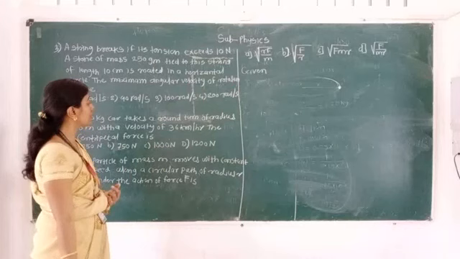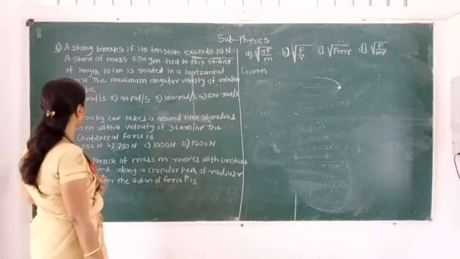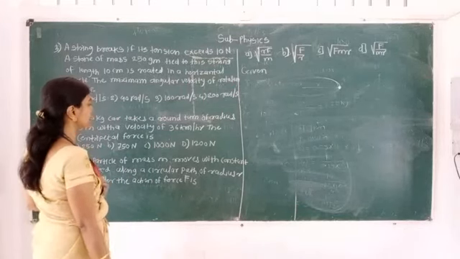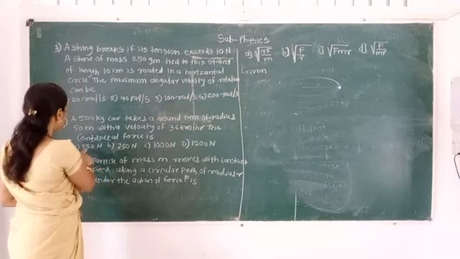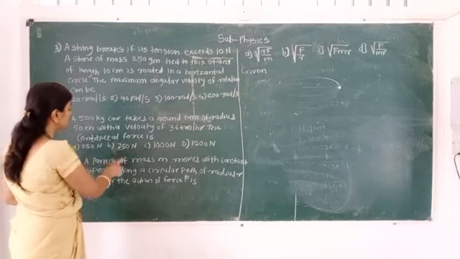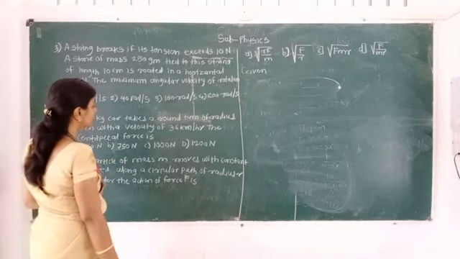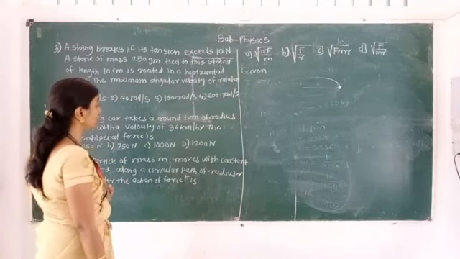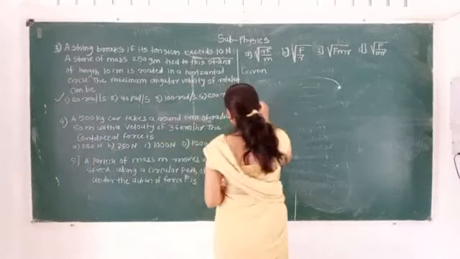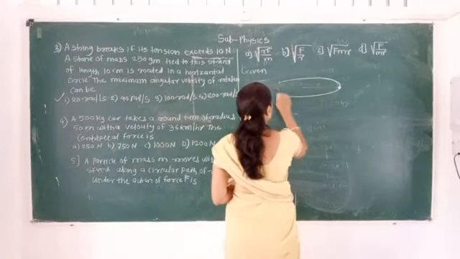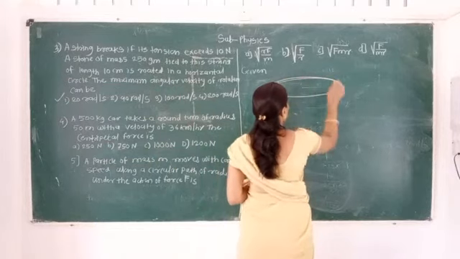A car takes a round turn of radius 50 meter with a velocity of 36 km per hour. The centripetal force is, the options are 250 Newton, 750 Newton, 1000 Newton and 1200 Newton. See, as per the given information, the simple concept is there. The car is taking a round. It takes a turn in that round.